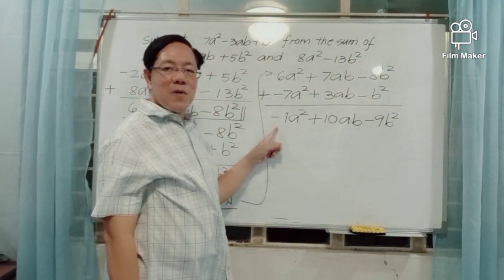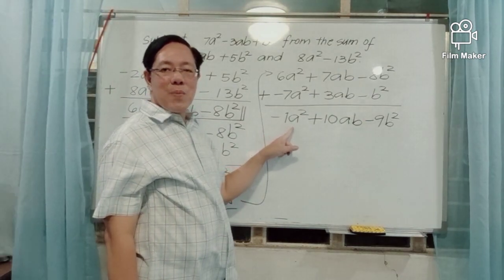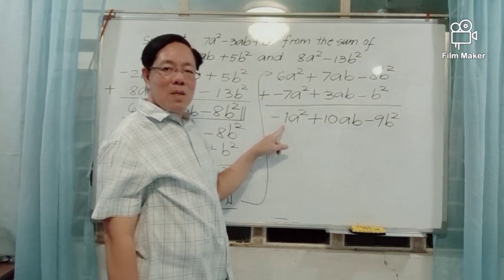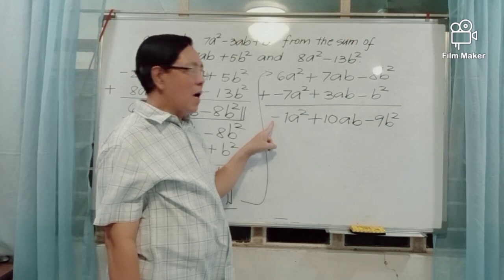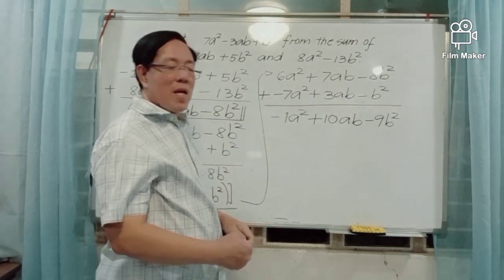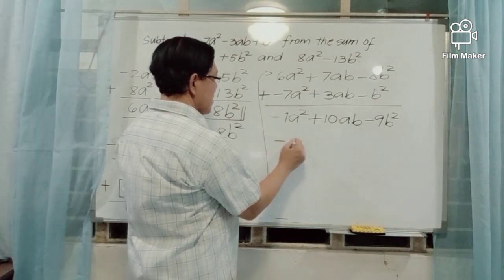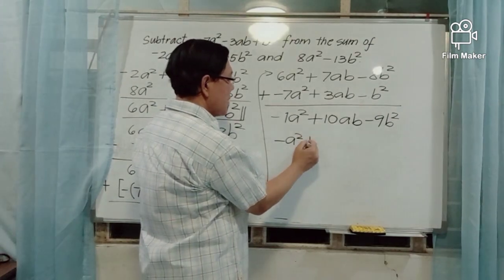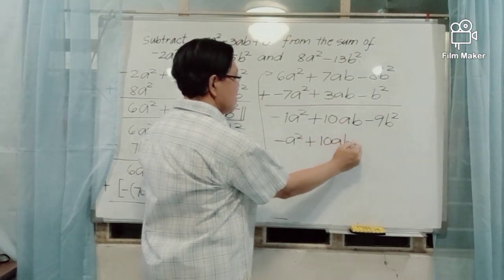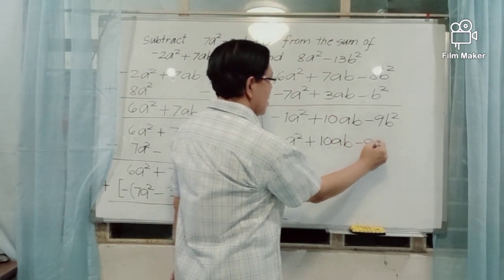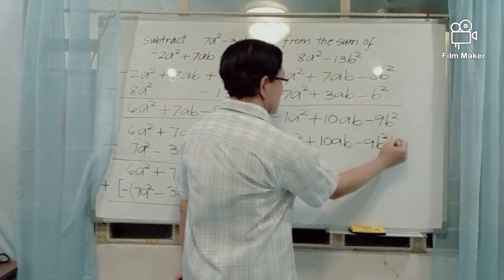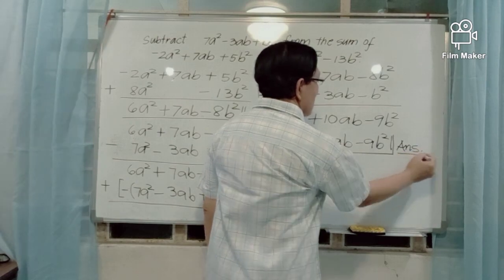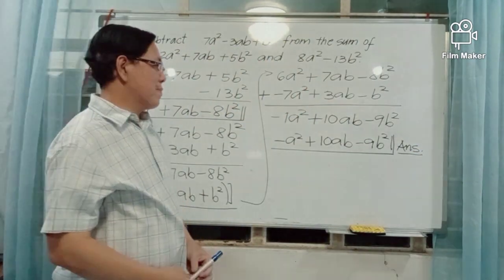You can see that in the first term, the numerical coefficient of a squared is negative 1. We omit the number 1 and we simply retain the sign of the first term. The first term we write as negative a squared. The last two terms are the same, plus 10ab minus 9b squared. And this is the final answer for the problem.